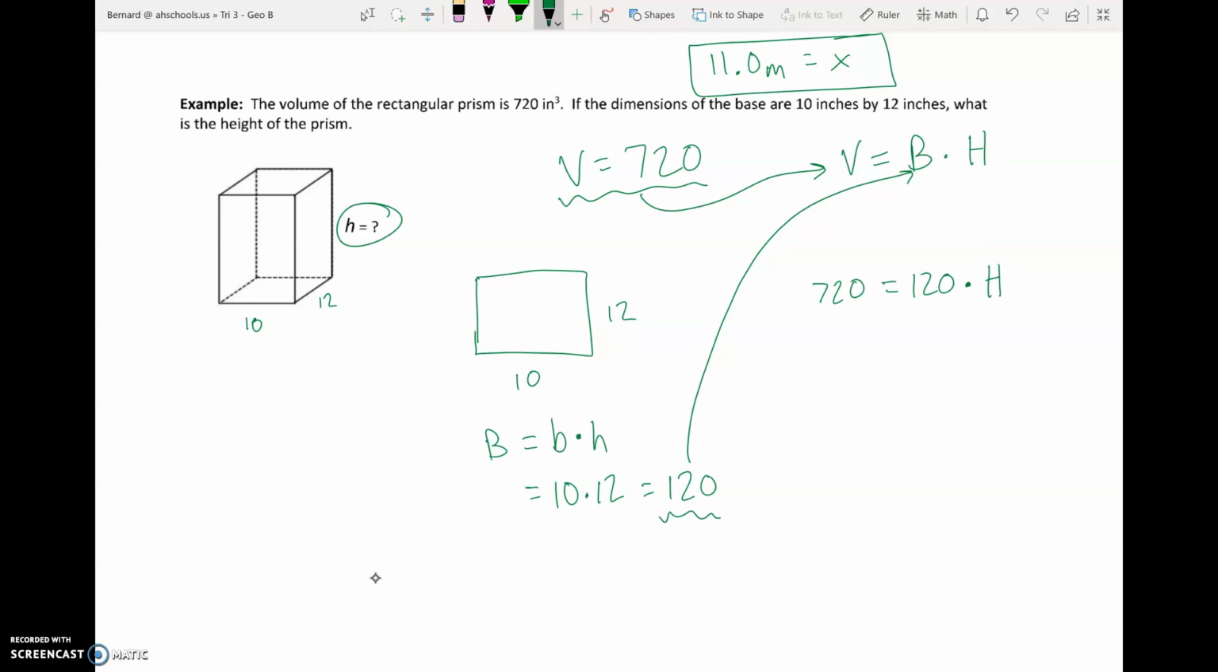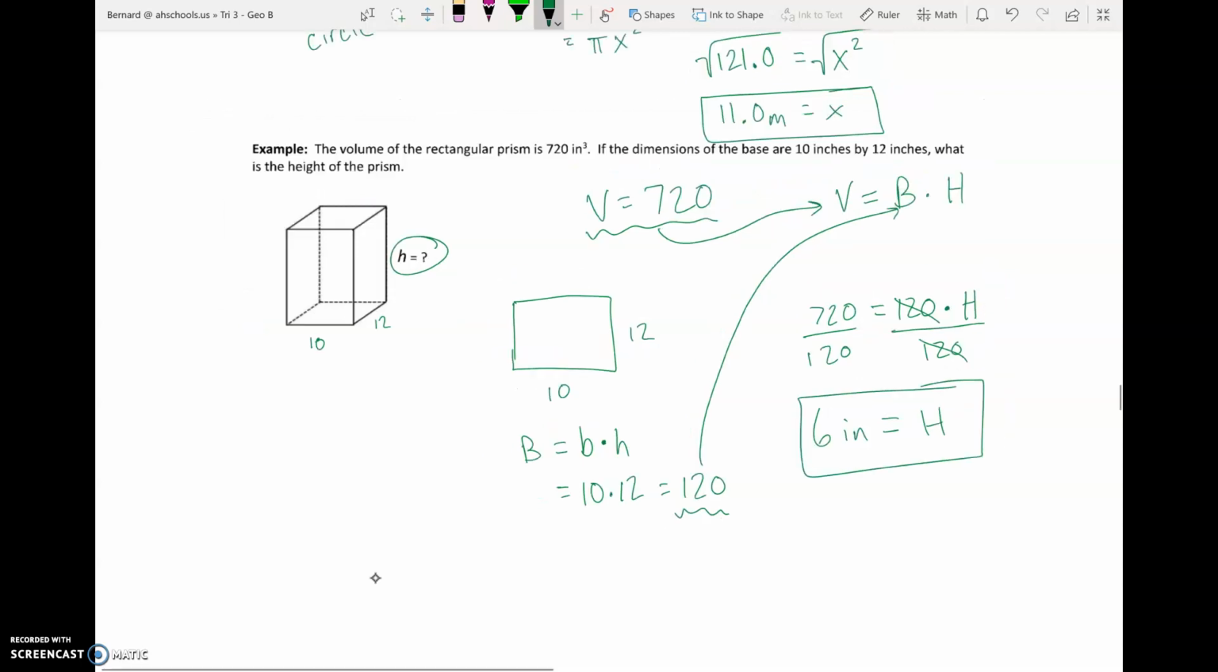And I just have to divide both sides by 120. So divide by 120, divide by 120. And 720 divided by 120, I believe is 6. Yes. So 720 divided by 120 is 6. And our units are inches, and that's already our final answer.